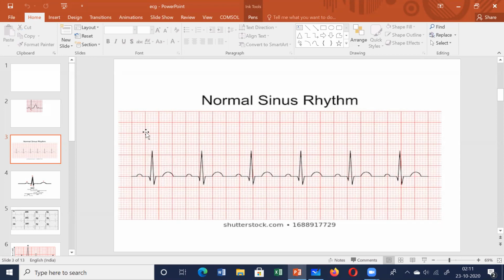So we have to calculate the number of large squares in this RR interval, and we are going to divide 300 by it. This gives us an estimate of the heart rate. So how many big squares can you see here? 1, 2, 3. So it is 300 by 3, approximately 100. And this is how you're going to calculate.